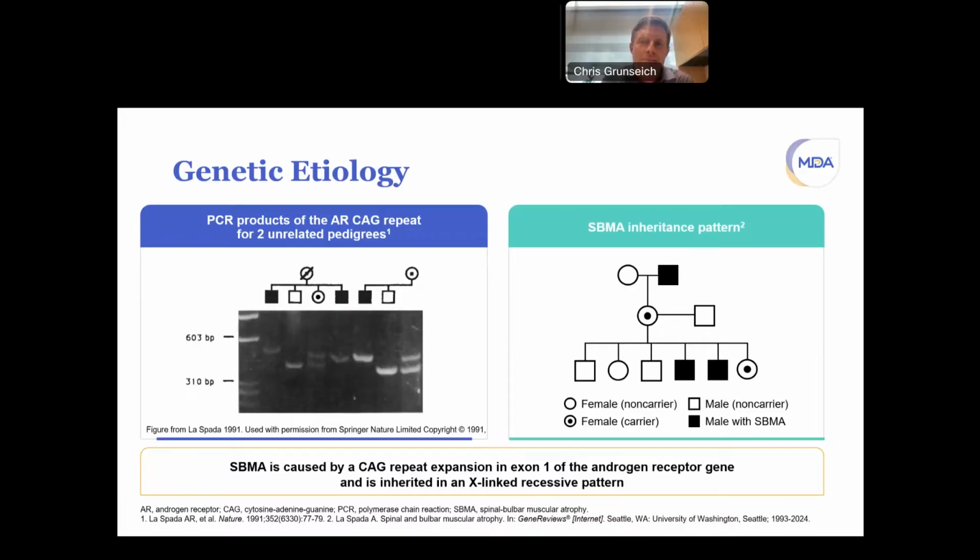A carrier female has about a 50% chance of passing on that affected copy of the androgen receptor gene to their children. Both males would then have SBMA and other females who would then be carriers. Next slide.